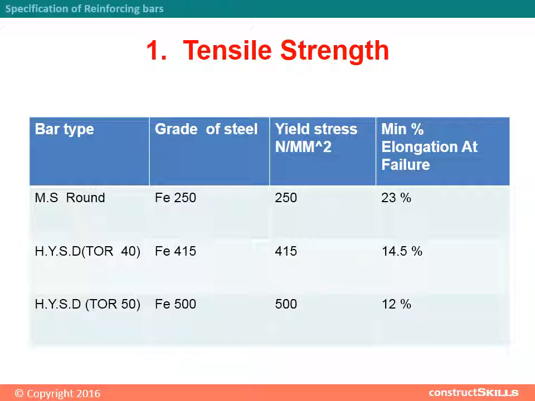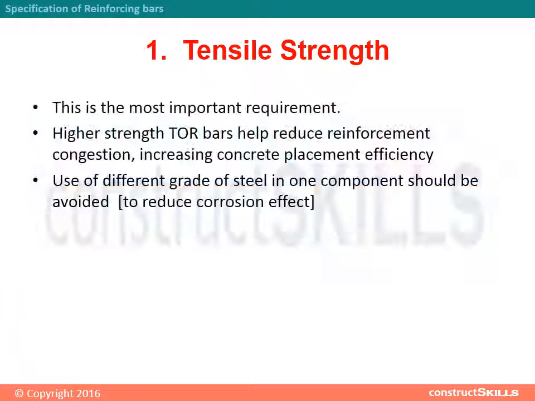HYSD bars. Tor 50 bar having grade of steel Fe 500, yield stress 500 Newton per millimeter square, minimum percentage elongation at failure is 12%. Tensile strength is the most important requirement.